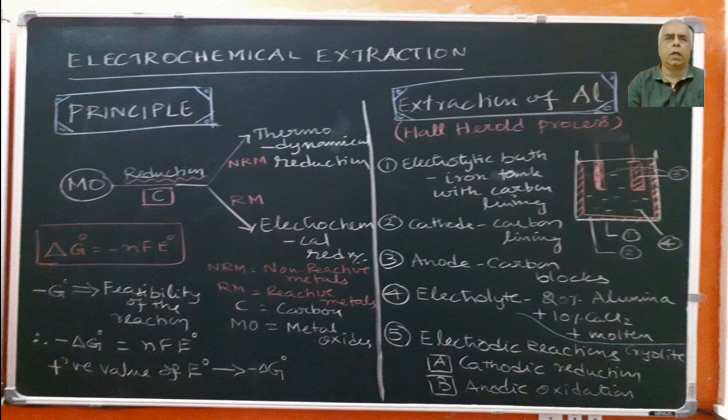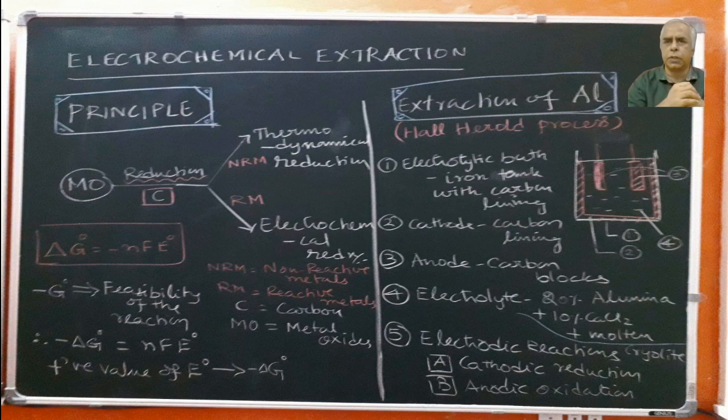Now, let us look into the extraction of aluminium. It is called the Hall-Heroult process. Whenever you discuss the extraction of any metal, there are five important things you must note down. Apart from that, there should be a neat diagram. You can roughly draw a diagram representing the entire electrochemical setup. You must mention the electrolytic bath, what is the cathode, what is the anode, what is the electrolyte, and then what is the electrode reaction. All these five should be clearly mentioned.